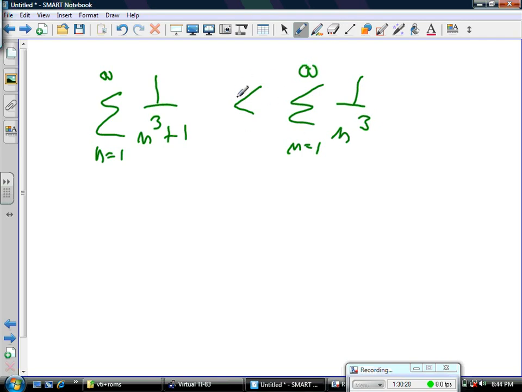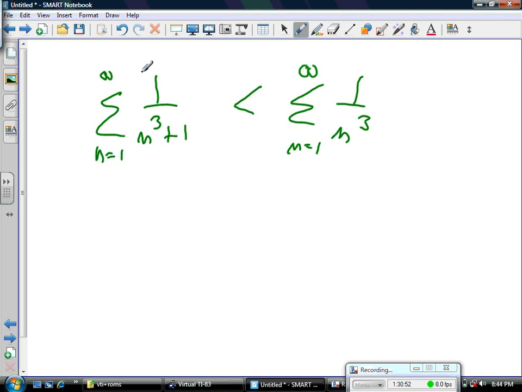Now, is this a true statement? What's the only difference between these terms and these terms? I made the denominator smaller. I took 1 away from every denominator. If I make the denominator smaller in a fraction, the fraction itself becomes bigger. That's a true statement, isn't it?